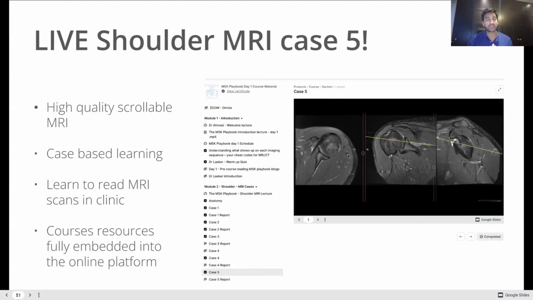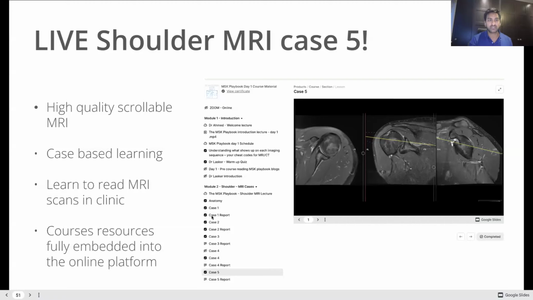And this is one of the cases that we had in our course. And this is what it looks like. So when you come in, you've got your cases, you've got your anatomy module where you go through these images and scroll through, and it gives you a good indication what the anatomy is, where it's labeled as you scroll through.